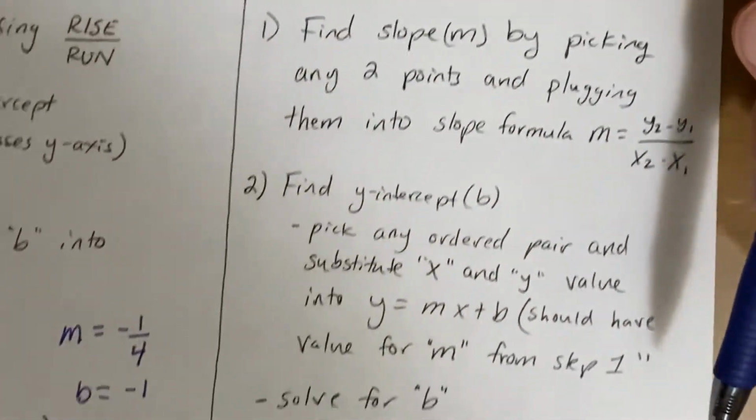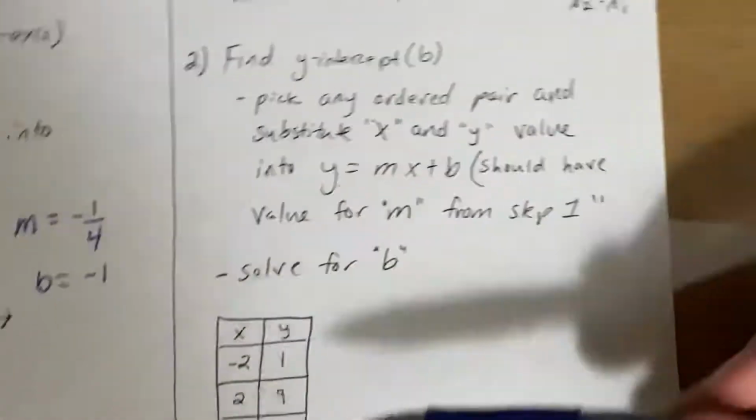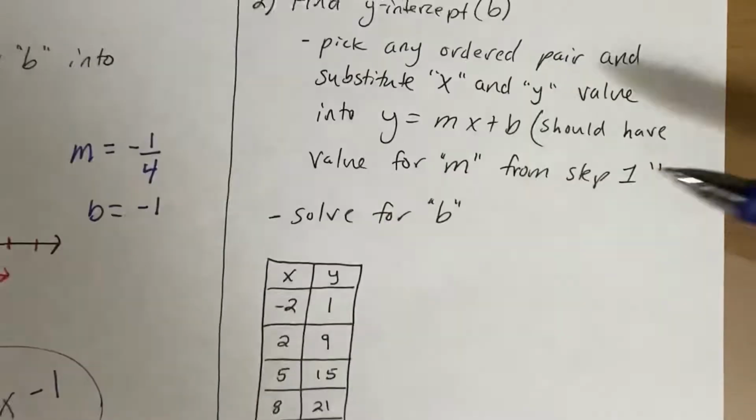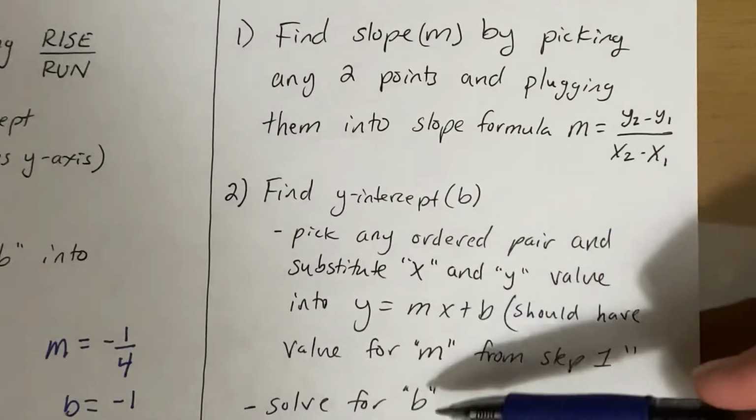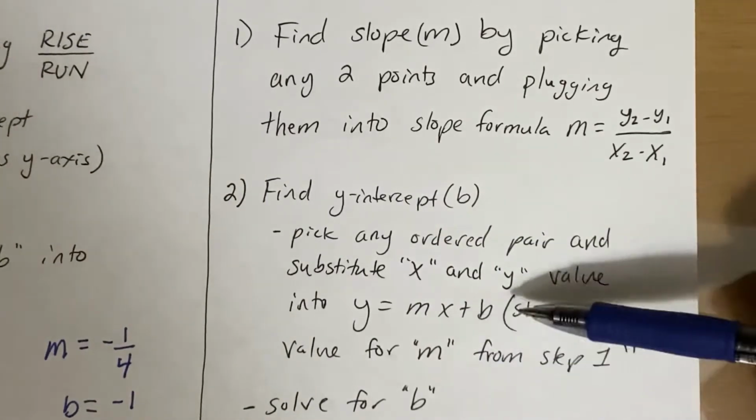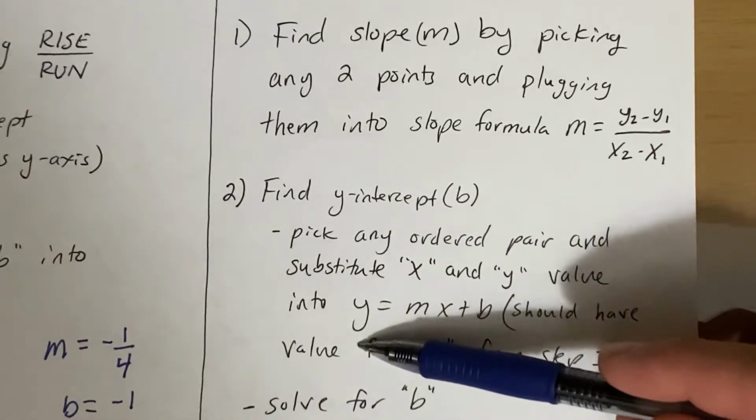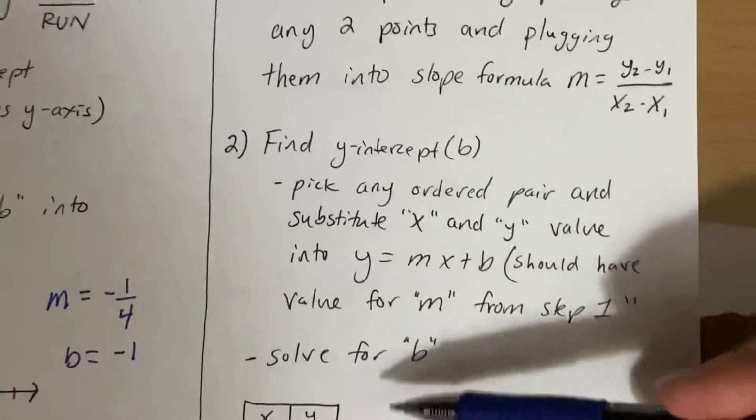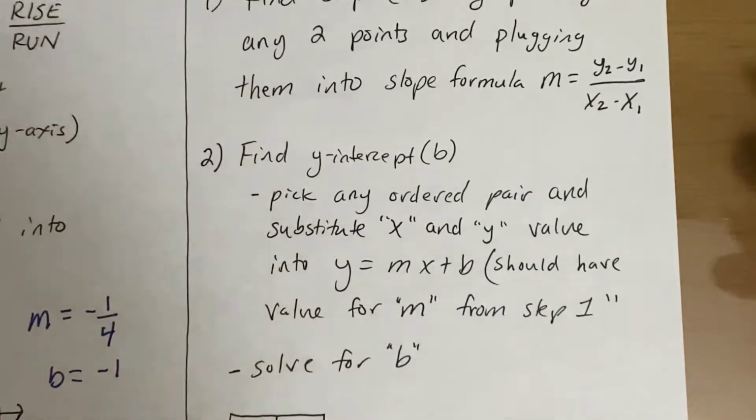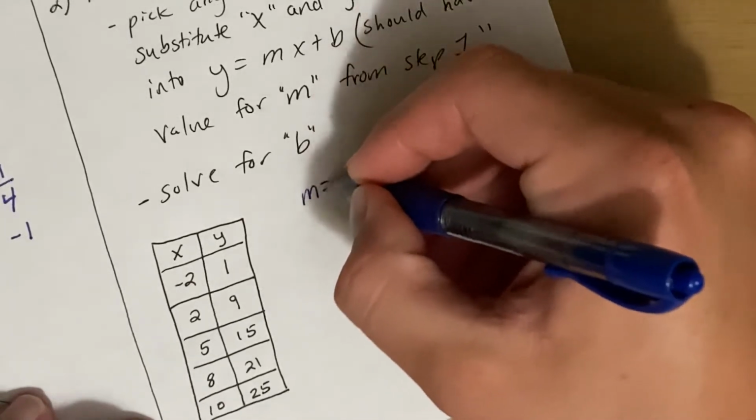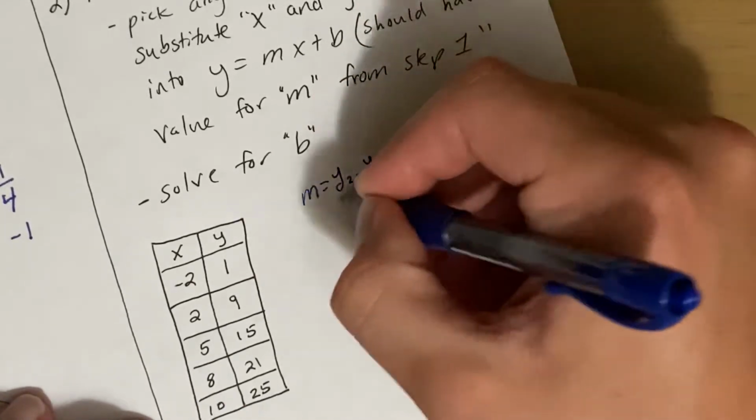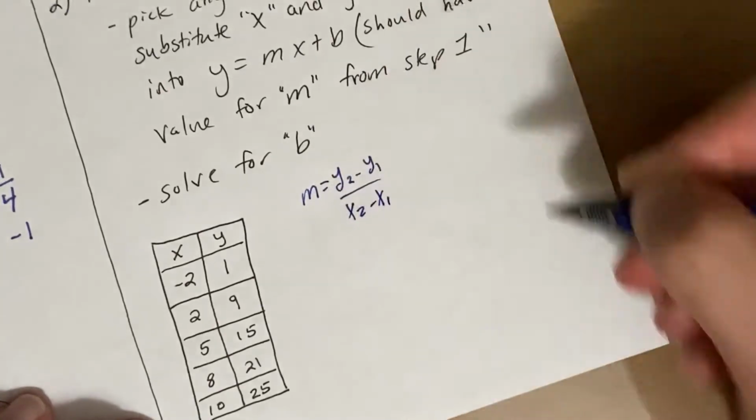But now to find b, I'll have to pick any of these ordered pairs, and I substitute the value for x into x in my y equals mx plus b, and the value for y in the equation, and I would solve for b. Okay, so let's take a look at that. First thing I'm going to do is solve for m. So let's say m equals y2 minus y1 over x2 minus x1.